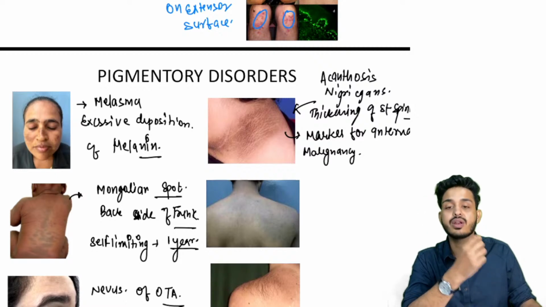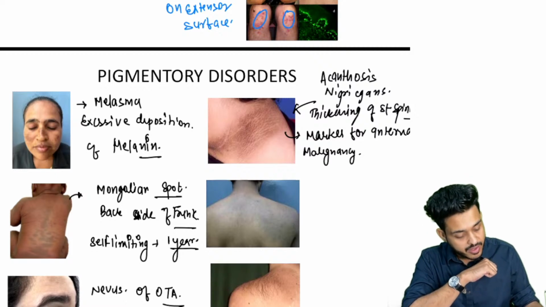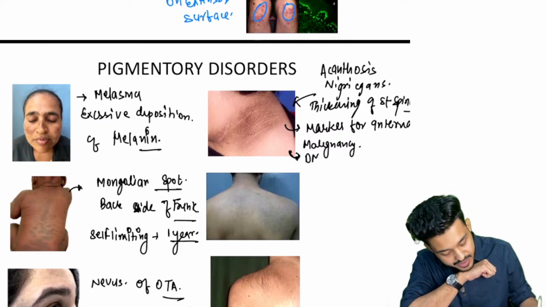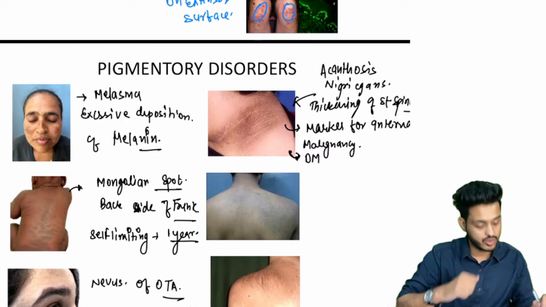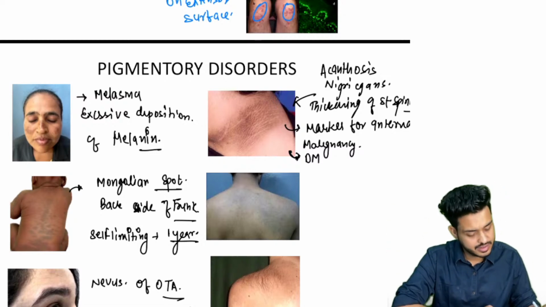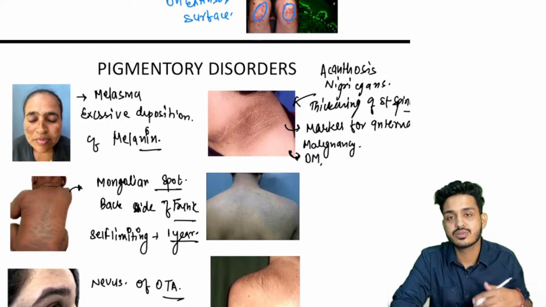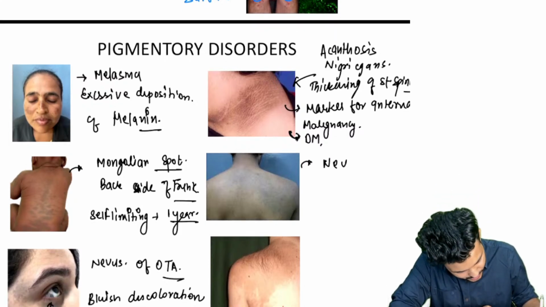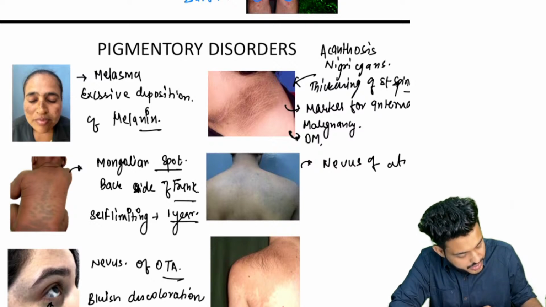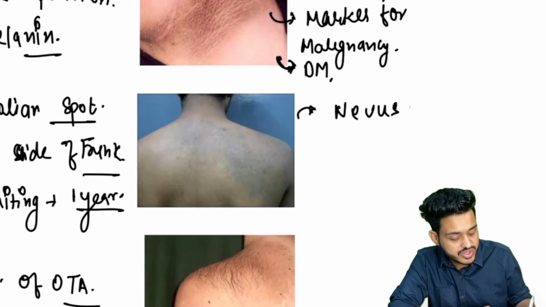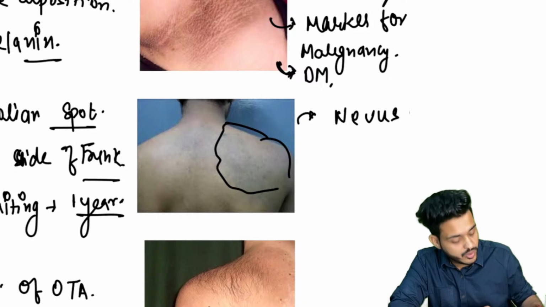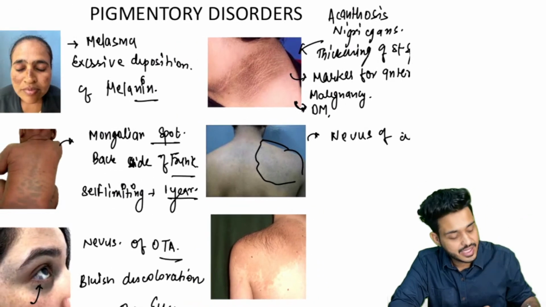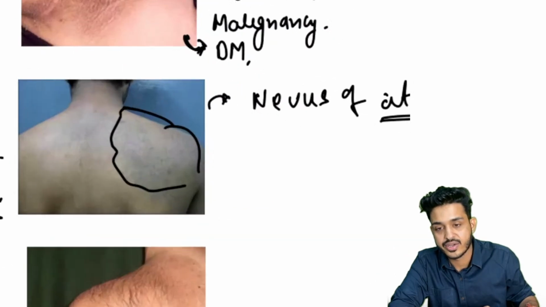This is a marker for internal malignancy. Apart from that, it can be telling us about diabetes mellitus and certain other diseases also, like gastric carcinoma. Okay, this one is your nevus of Ito. Here you can see bluish discoloration over the acromioclavicular joint, or around the shoulder. That is known as nevus of Ito.